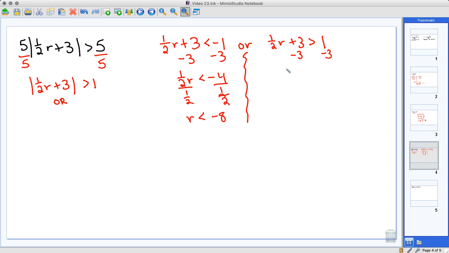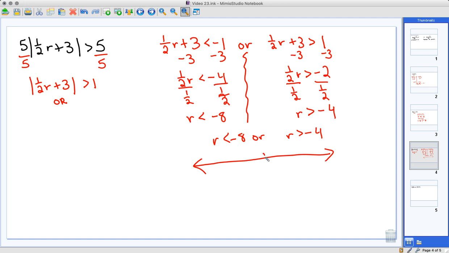So subtract 3 over here. 1/2 r is greater than -2. Divide by 1/2. r is greater than -4. So the answer is r is less than -8, or r is greater than -4. And then we'll graph it. So you've got 0, then we've got -4 and -8. Open circles on both of them. And since it's an or problem, our arrows point away from each other.